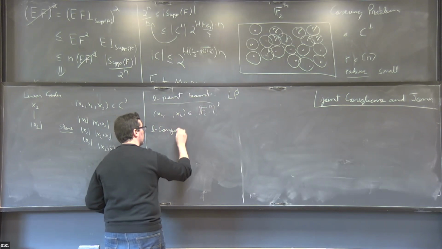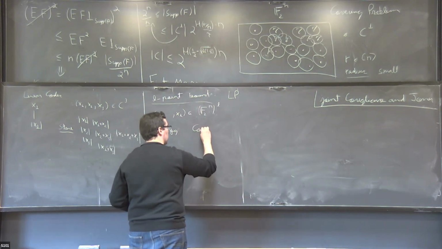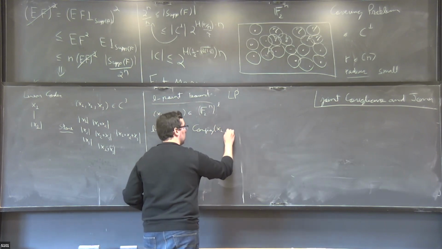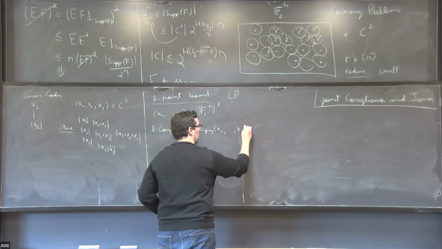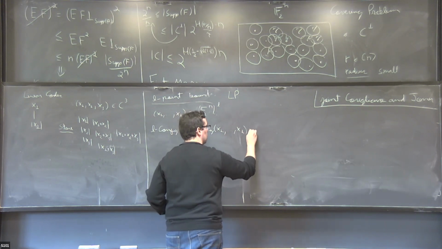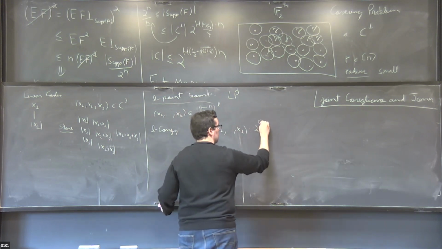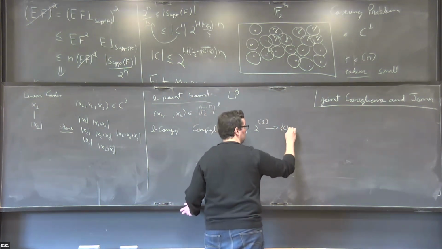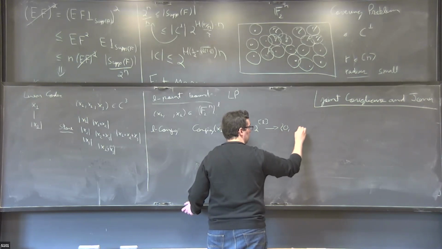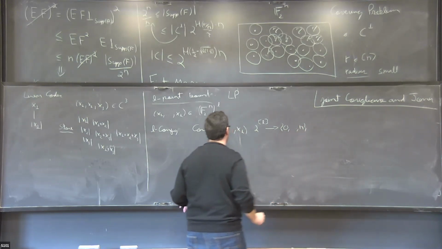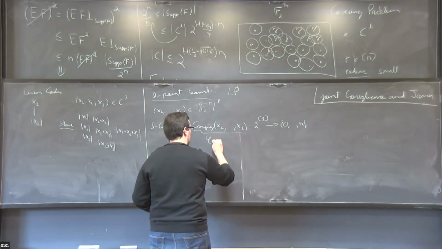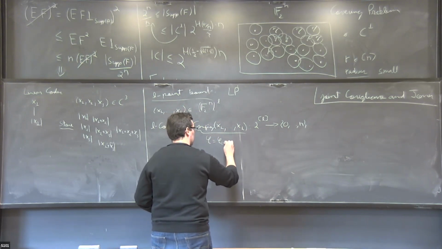The configuration of x1 through xL is going to be a function of the subsets of L to {0, 1}. So let's say that this is a function phi. It's definitely a function that depends on the choice of x1 through xL.